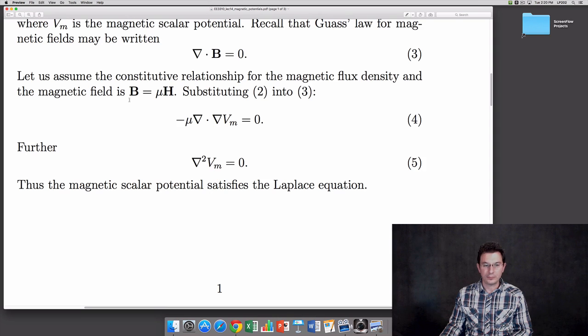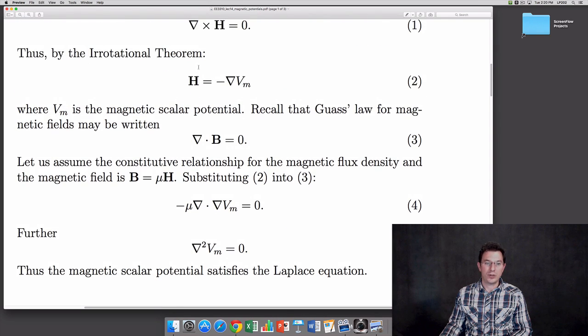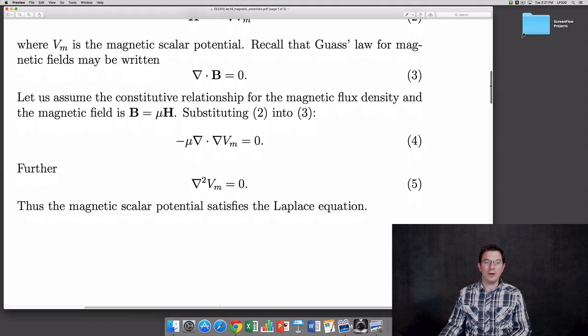So we're just going to assume a linear isotropic constitutive relationship between the magnetic field and the magnetic flux density B. Then we're going to substitute this expression into Gauss's law for magnetic fields. We say B is mu H, and H is minus the gradient of the magnetic scalar potential. Putting those two facts together, you end up with this equation right here.